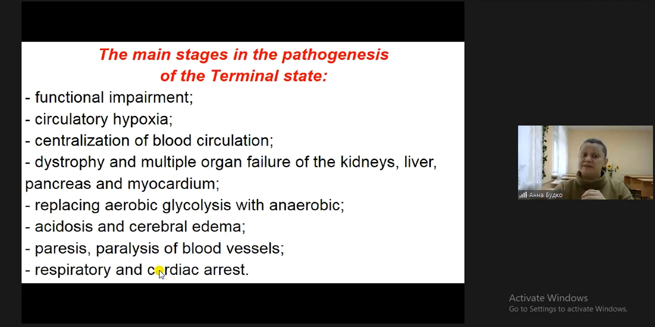Next step in the terminal state, acidosis with brain edema. Due to brain edema, the disorder of blood circulation and centralization of blood circulation, in the blood vessels you can see the sign of paresis and paralysis of blood vessels. Arterial pressure, if we take the clinical symptom, shows a very, very critical decrease.